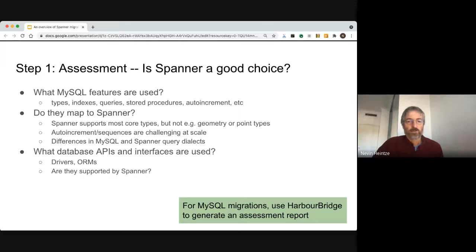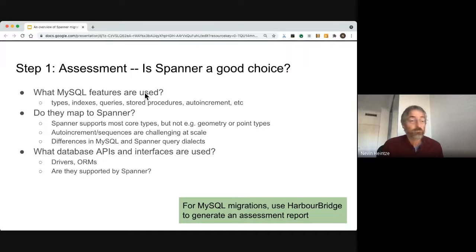So as we discussed earlier, most migrations start with some kind of assessment phase. And there's a basic question we want to answer: is Spanner a good choice? A common starting point is an analysis of what MySQL features are actually being used, what types and indexes and queries are used, what about stored procedures, stored functions, what about auto increment? And based on this analysis, we need to determine how well these features map onto Spanner.